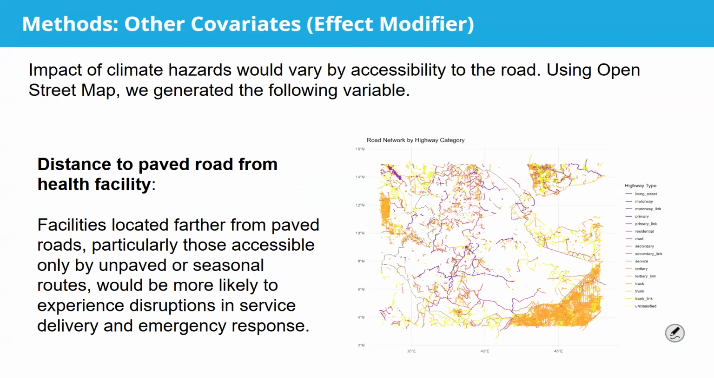In addition to that, we saw that the access to the health facility, particularly the road condition, may be an effect modifier for the climate impact. So we added this indicator in the analysis. And the data source is OpenStreetMap.